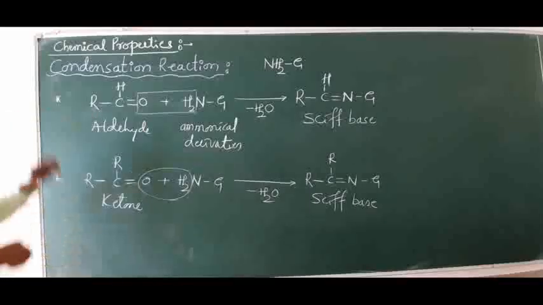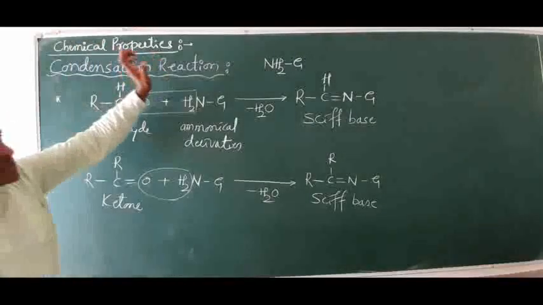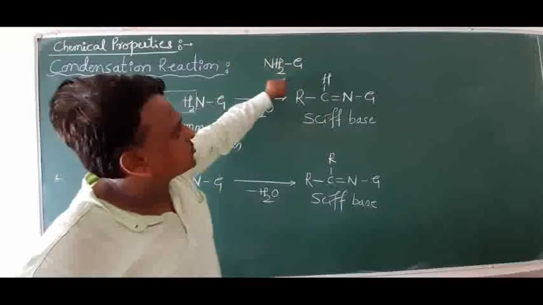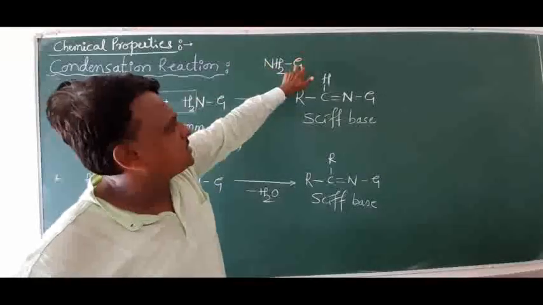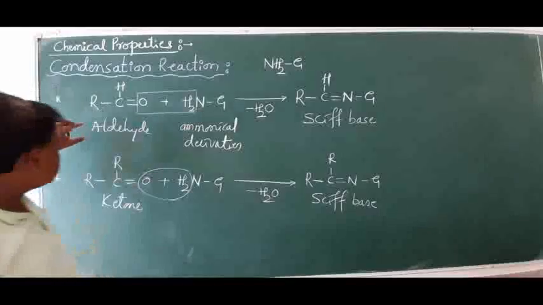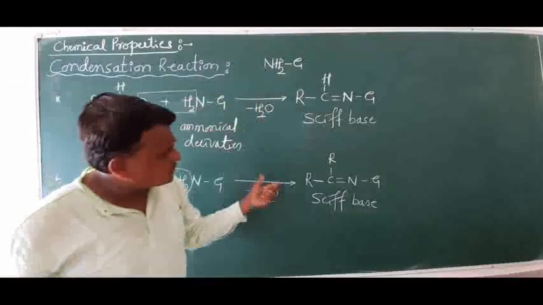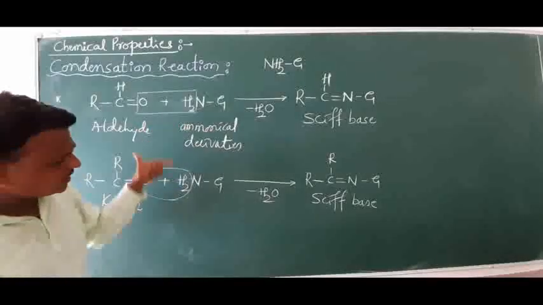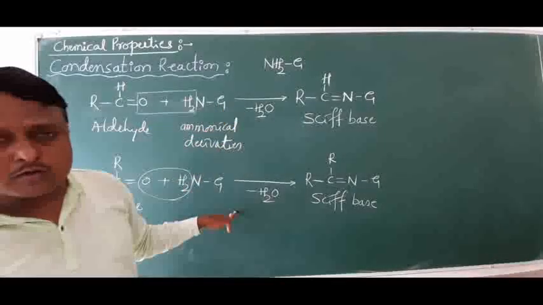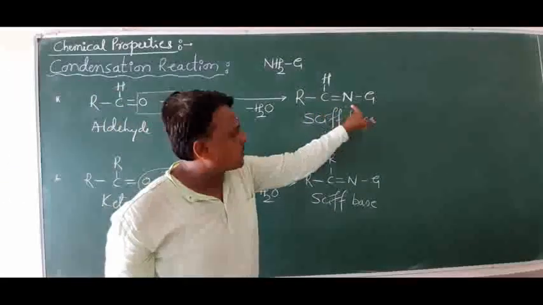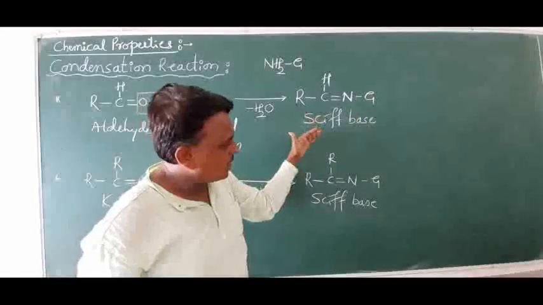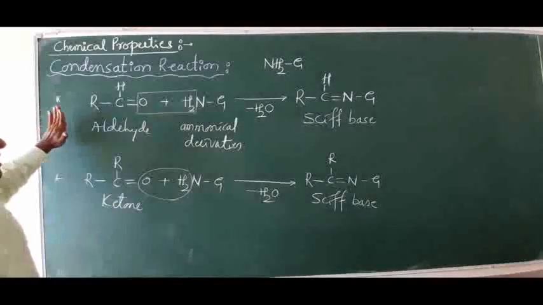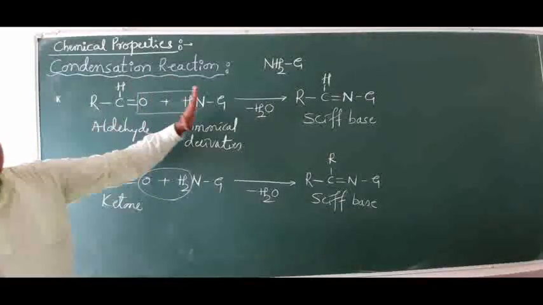This is a condensed product. I repeat once again: the condensation reaction takes place when an aldehyde or ketone reacts with ammonia derivatives like NH2G or NH2X, where you can mention any substitution. The product formed with loss of water, involving a carbon-nitrogen double bond, is called a Schiff base. This is the general condensation reaction in our syllabus.